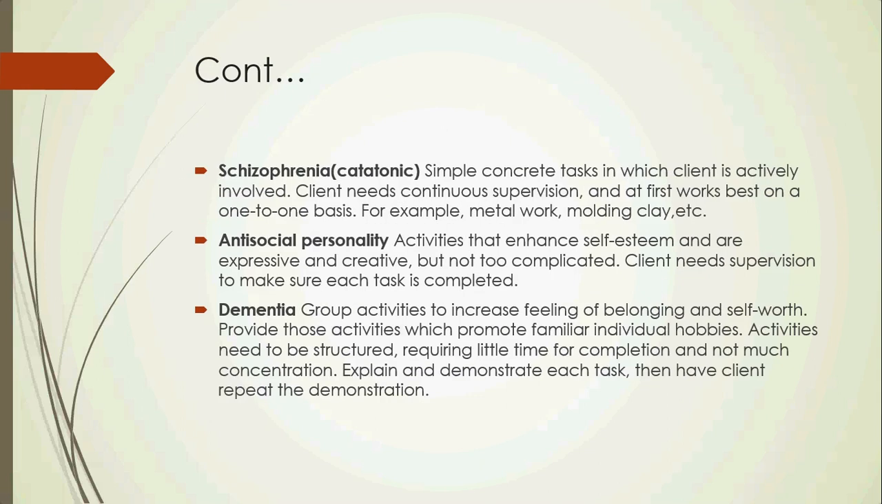We have seen schizophrenia paranoid. Now we are going to see schizophrenia catatonic. Simple concrete task in which client is actively involved. Client needs continuous supervision and at first works best on a one-to-one basis, for example, metal work or modeling clay, etc.